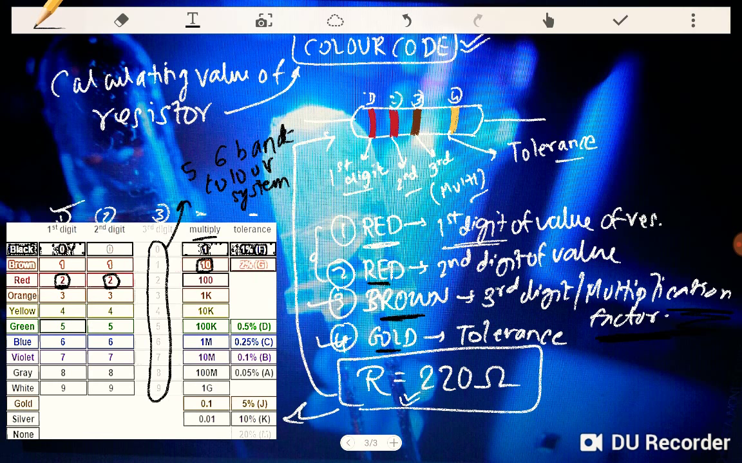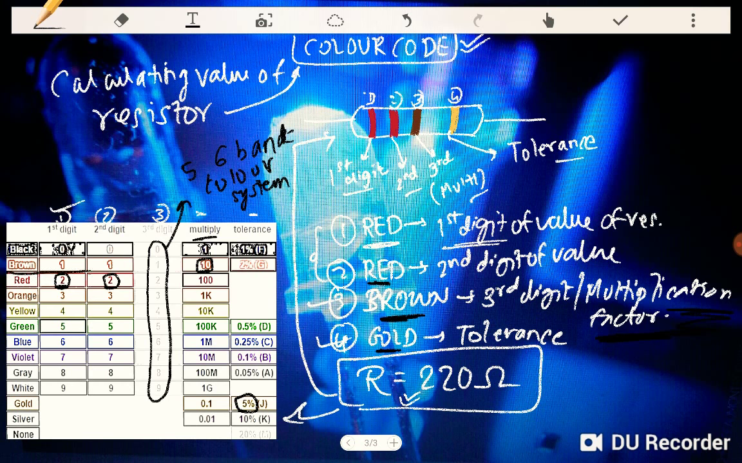What is the color of tolerance? It's gold. Alright, so what did we get here? Red, that is the first digit of the color code, which indicates 2. Again it's red, so again it indicates 2. It is brown, so it indicates the multiplication factor, that is 10 here.